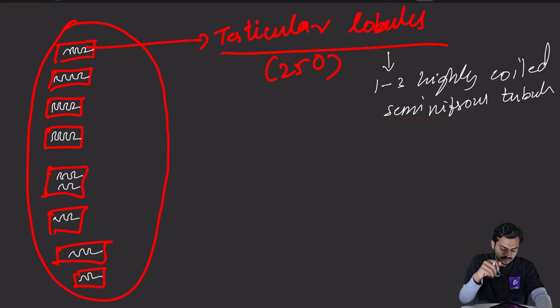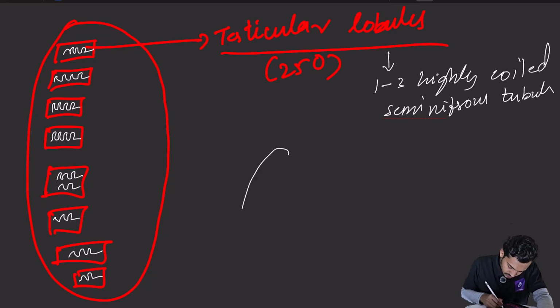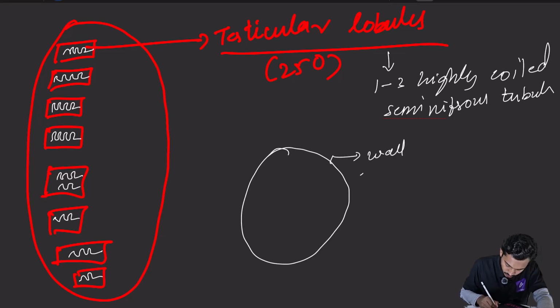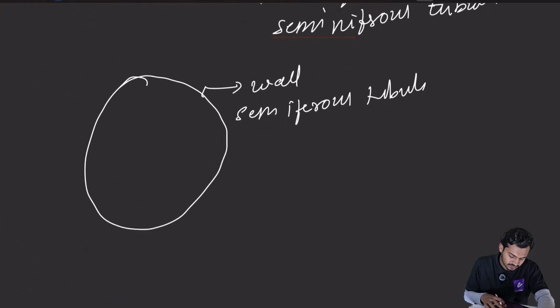What is present inside the seminiferous tubule? So if you look in the microscope, this is the seminiferous tubule, and this is the wall of the seminiferous tubule, right? So the seminiferous tubule is a tube. Now you take the section and look at it in the microscope; you will see the wall of the seminiferous tubule. Inside this tube there are two types of cells. There are blue color cells and red color cells.